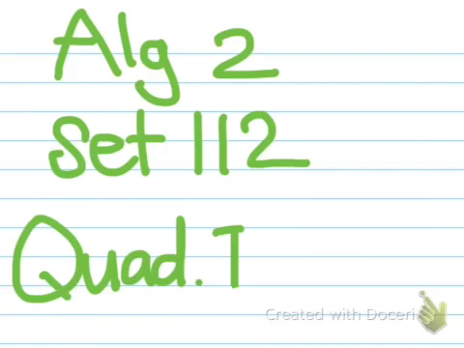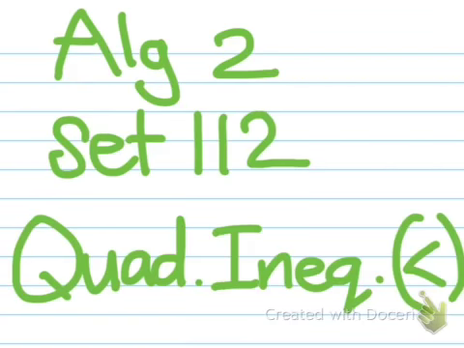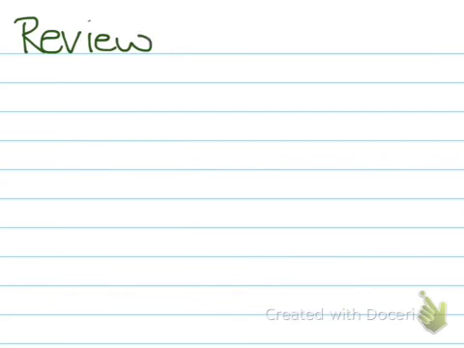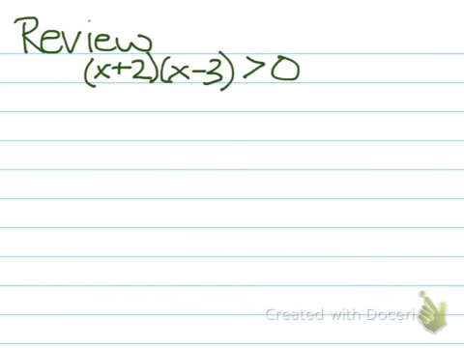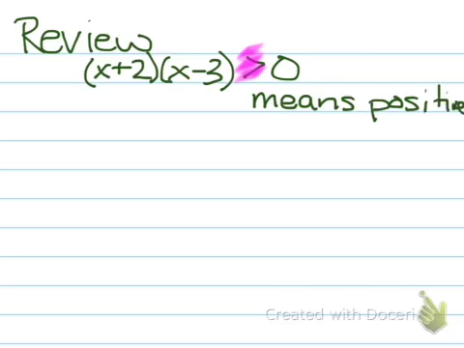Okay, this is lesson 112, quadratic inequalities that are less than 0. So just a quick review. In the previous lessons, we did inequalities that are greater than 0. And with that greater than sign, that means if it's greater than 0, it's a positive number.